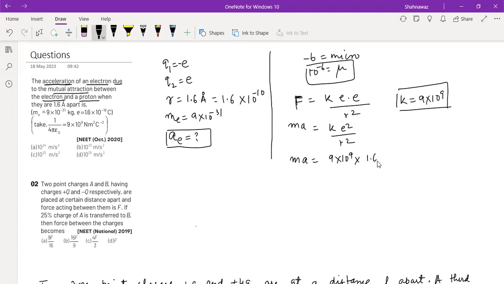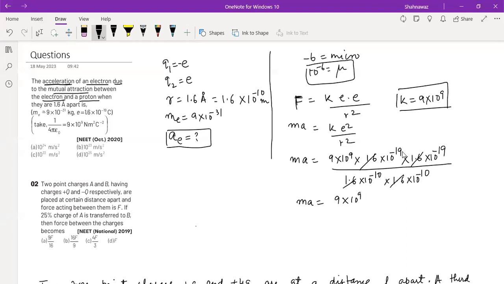e is 1.6 into 10 to the power -19, twice. R is 1.6 into 10 to the power -10 meter, twice in the denominator. So 1.6 and 1.6 cancel out. Then m a is 9 into 10 to the power 9, times 10 to the power minus 38, divided by 10 to the power minus 20, right?